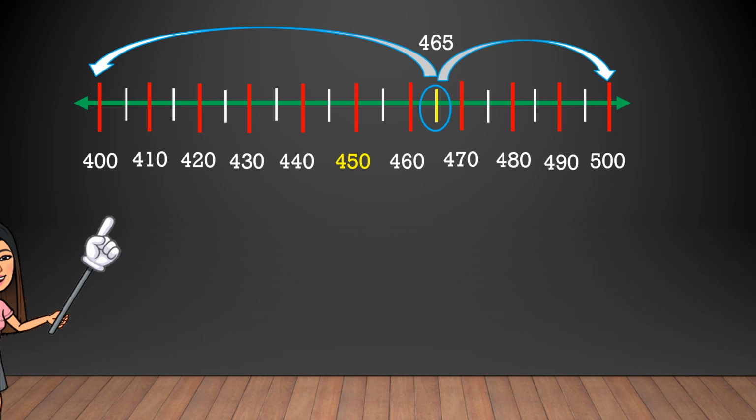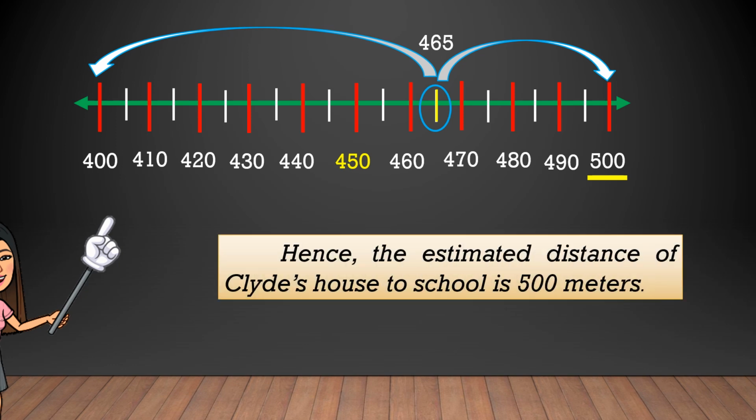Ibig sabihin, kapag nag-estimate tayo or nag-round off ng 465 to the nearest hundreds, ang kukunin natin ay yung mas malapit dito, which is ang 500. Hence, the estimated distance of Clyde's house to school is 500 meters.